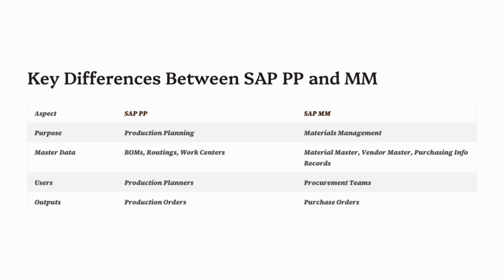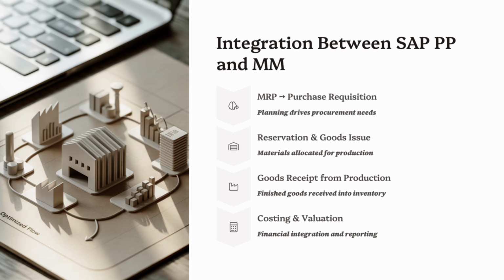Outputs and results. PP produces production orders, capacity plans, and shop floor reports. MM produces purchase orders, stock reports, and supplier invoices. So while PP is all about making the product, MM is all about making sure the materials to produce that product are available.